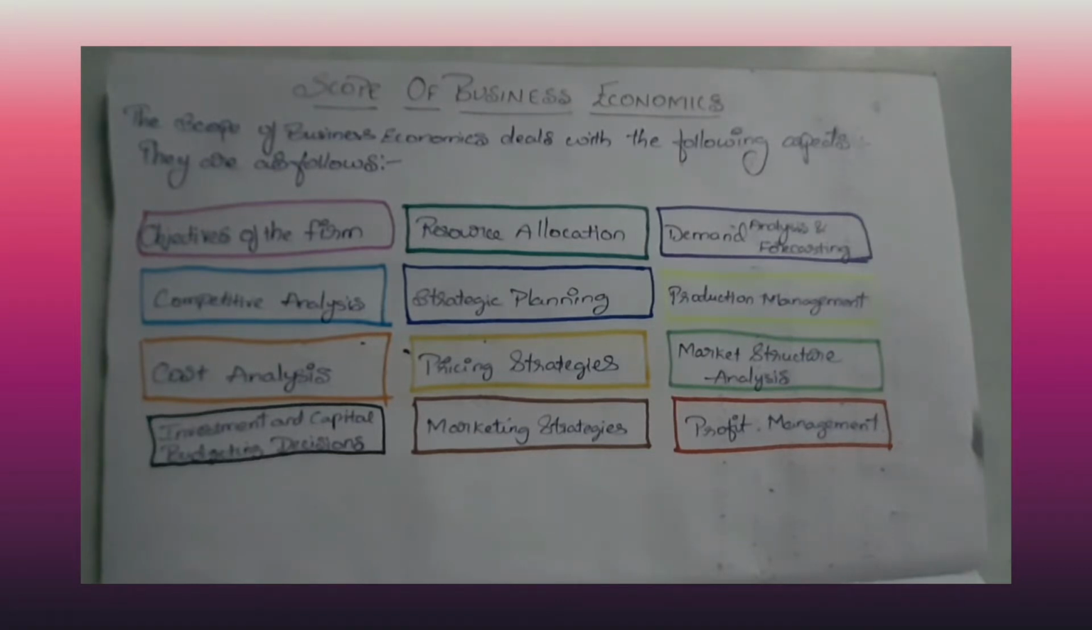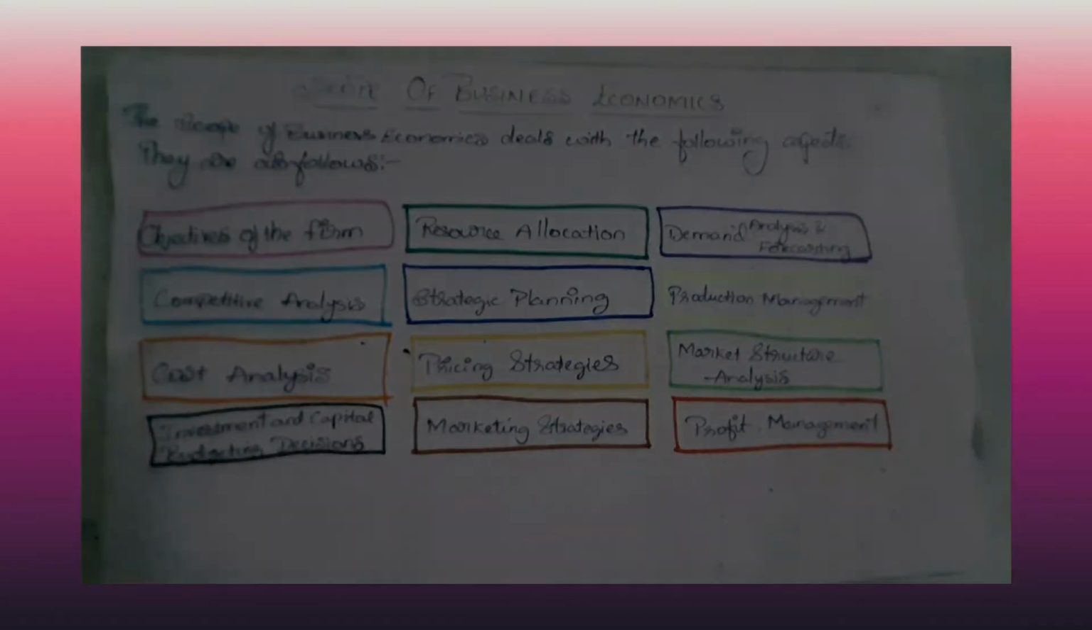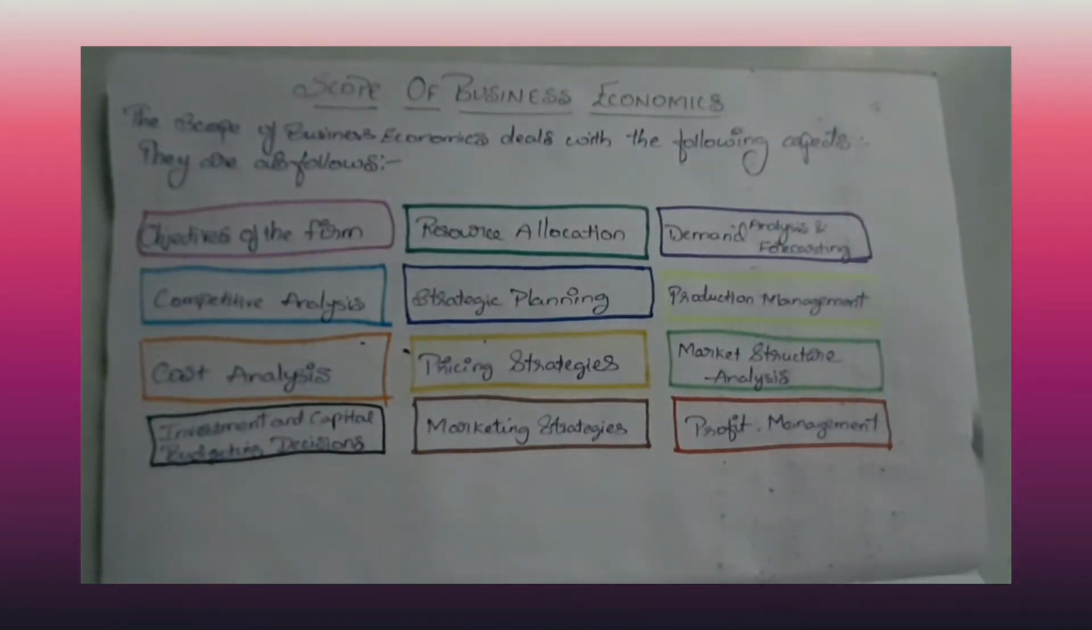So let's start. The scope of business economics deals with the following aspects. Let's see what they are. Firstly, objectives of the firm. Firstly, tell me what is a firm? It has many synonyms, right? It can be called a concern, a business unit, etc.